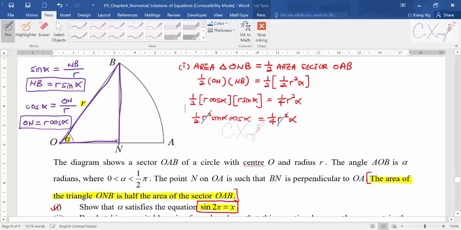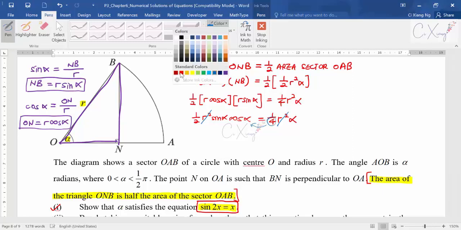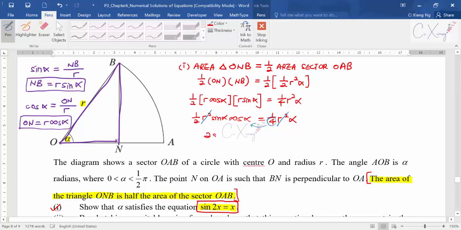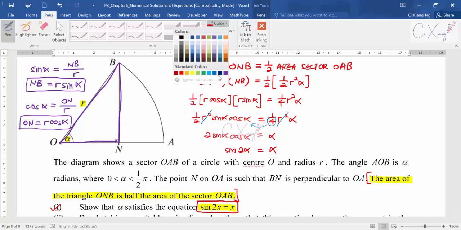Okay, and then 4, maybe I will bring it up to the other side, and it will become 2 sine alpha cos alpha equals alpha. And eventually you have sine 2 alpha equals alpha. So how do I know that sine 2 alpha equals alpha?